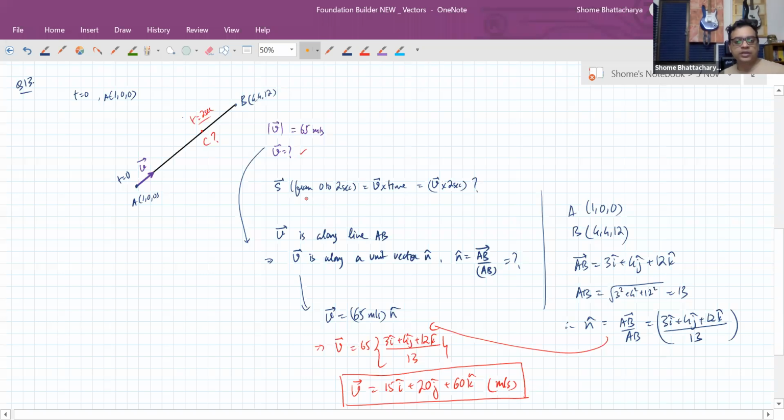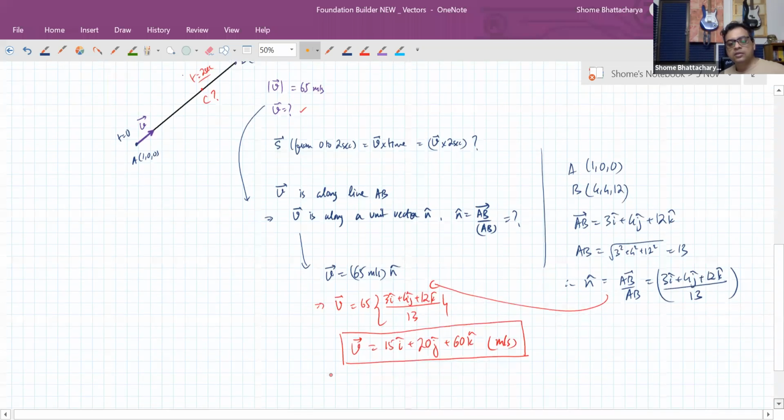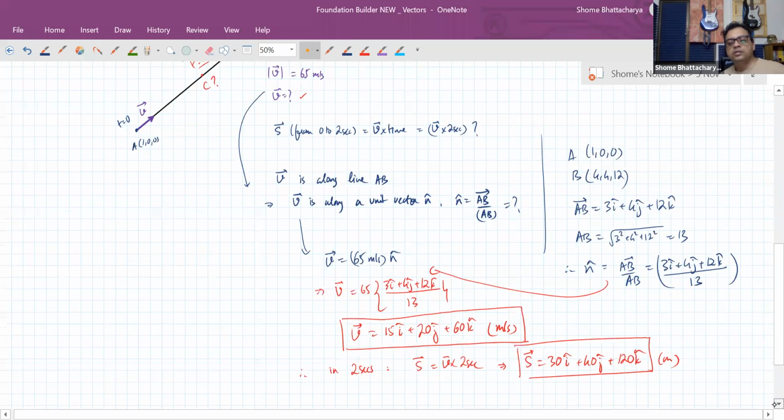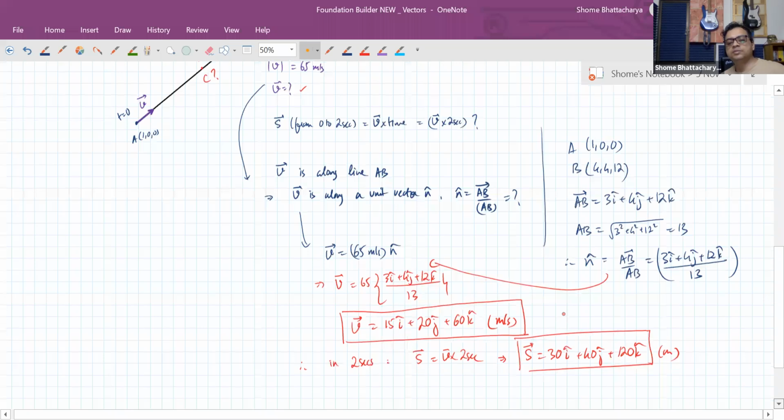Next I have to get the displacement. Therefore in 2 seconds, the displacement is velocity multiplied by 2 seconds. So the displacement becomes 30 i cap plus 40 j cap plus 120 k cap in meters. So the vector AC is this displacement.